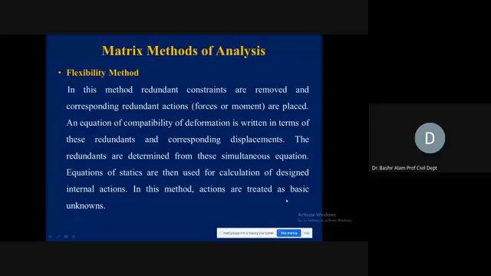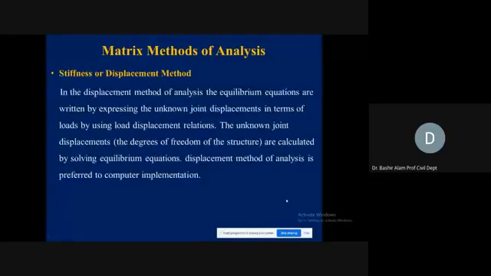So F you can find out, DRS you can find out, DRL you can find out from the given conditions, and then the only unknown is the AR. So this way you can find out the AR by solution of these simultaneous equations. And once we find out this one, then we can find out the member end actions from the equations. Now, stiffness or displacement method.